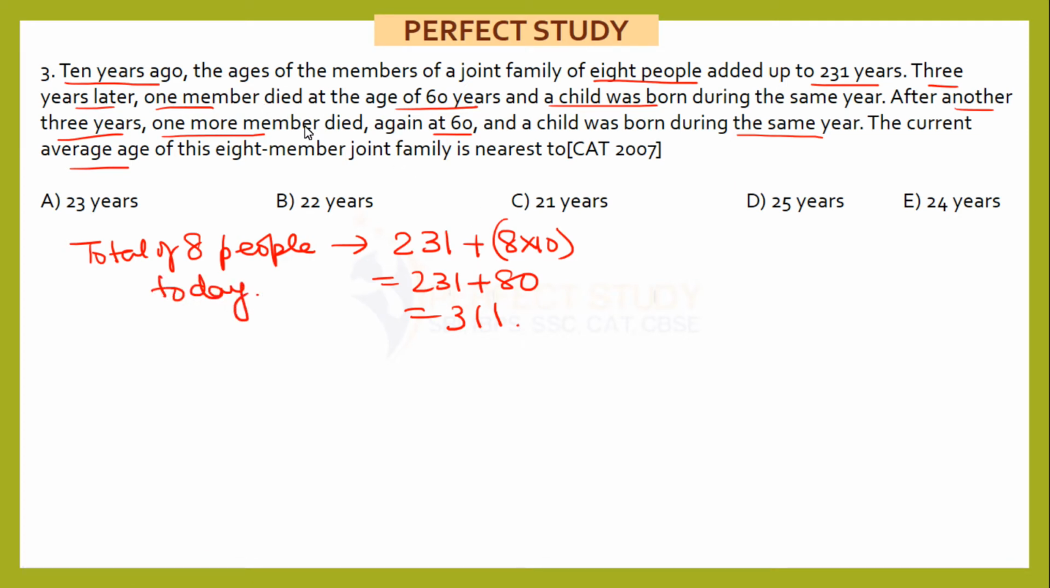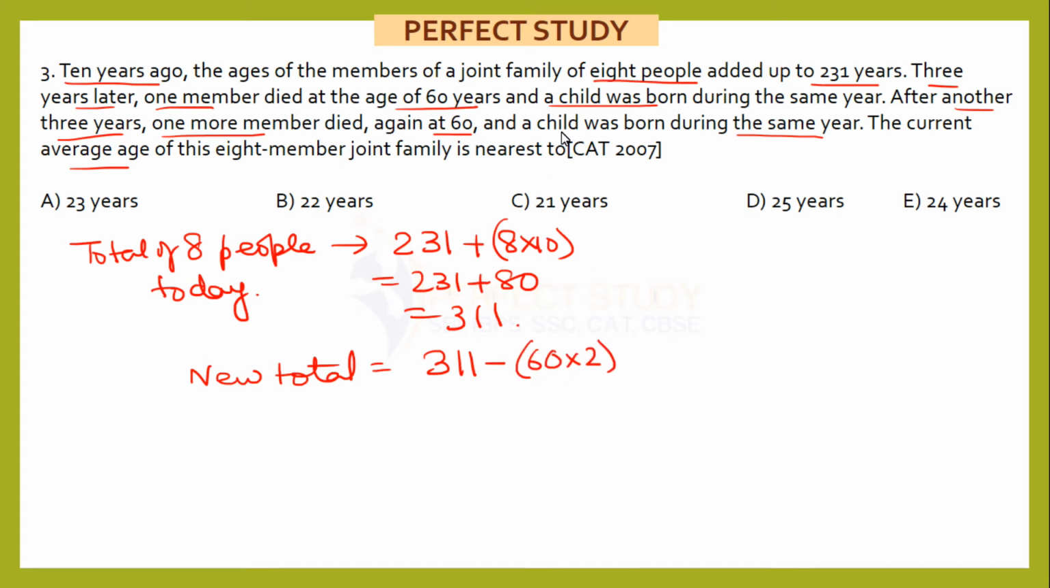Now let's do the adjustment for this one member died and a child was born. What is the difference between the age of this child and the member? The difference is 60 years. Now the child's age is starting from when the member died. That means we are effectively losing 60 years in this total calculation. Similarly, after another 3 years, when one more member died at 60 and a child was born, again it's a loss of 60 years effectively in my total. So my new total today will be 311 minus 60 into 2.